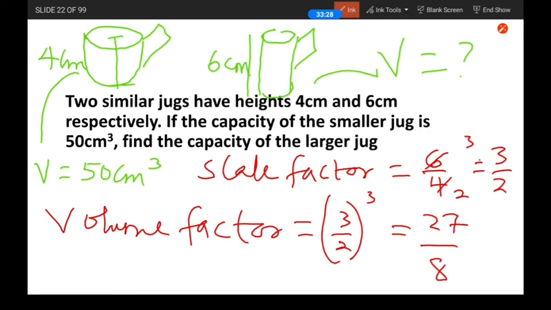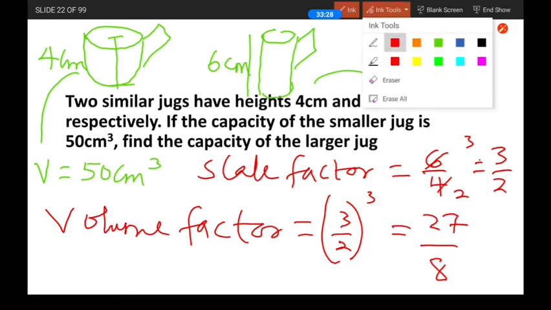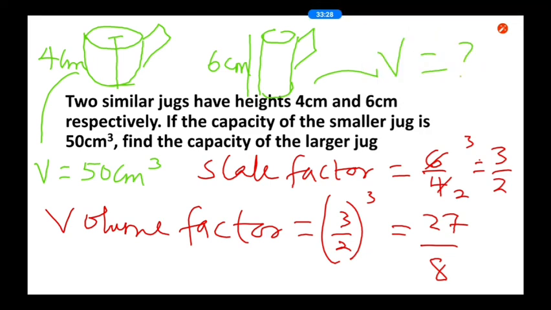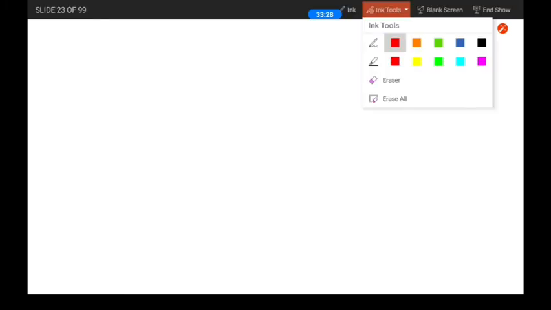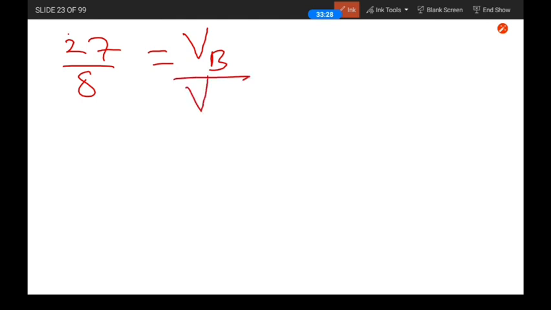What do we have next? Now, because we have known the volume factor as 27/8, we can move from there. So the volume factor is 27/8. Yes. Now 27 is for the bigger one. So we have capacity or the volume of the bigger one over capacity or volume of the smaller one.